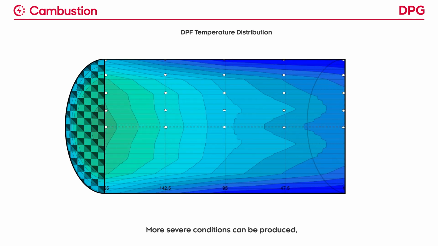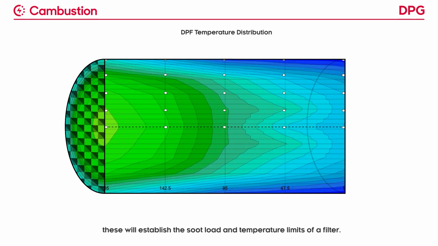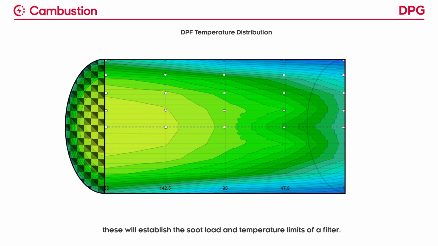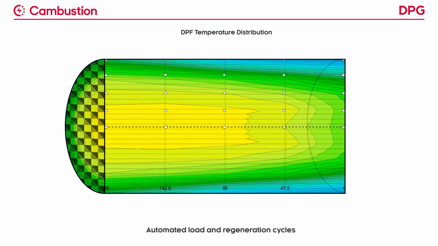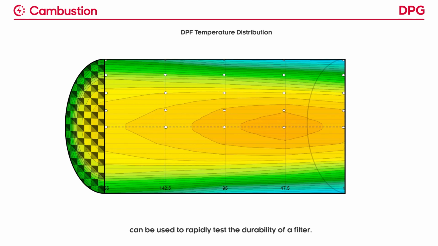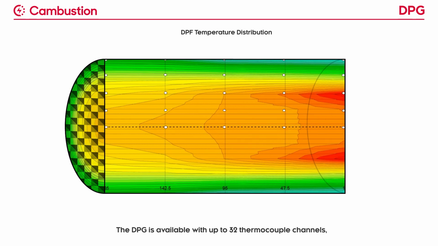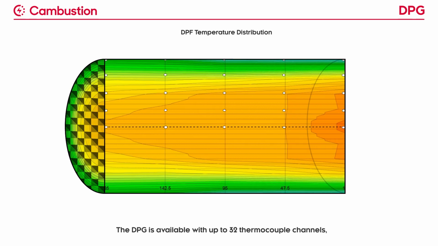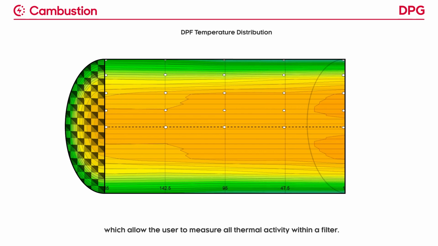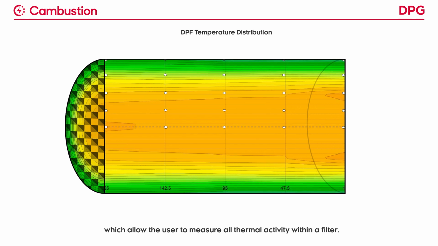More severe conditions can be produced. These will establish the soot load and temperature limits of a filter. Automated load and regeneration cycles can be used to rapidly test the durability of a filter. The DPG is available with up to 32 thermocouple channels, which allow the user to measure all thermal activity within a filter.